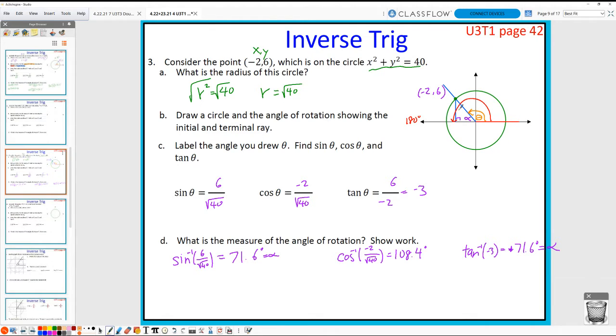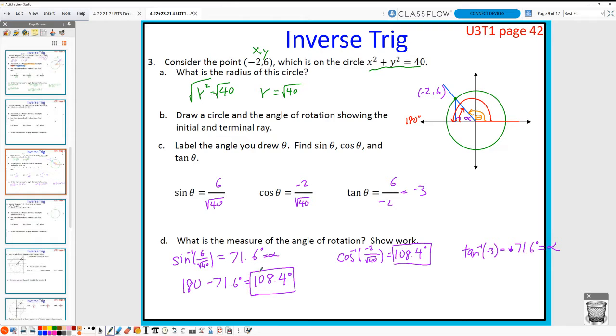So what I can do is if I go 180 and then I go back alpha, then I have the orange, right? So for both sine and tangent, again, in this case, I can do 180 minus 71.6 degrees is equal to 108.4 degrees. And it actually turns out cosine in this case gives us that answer directly, right?